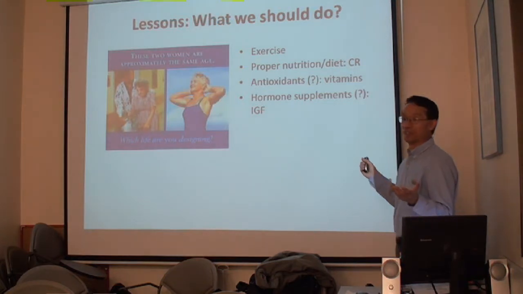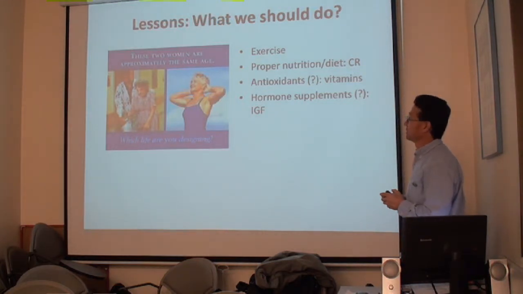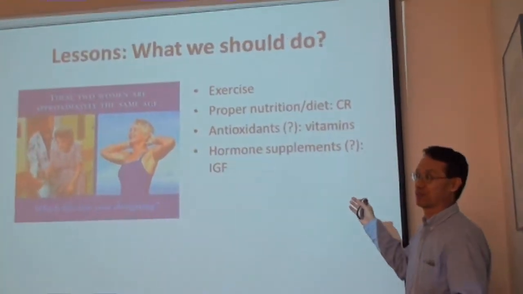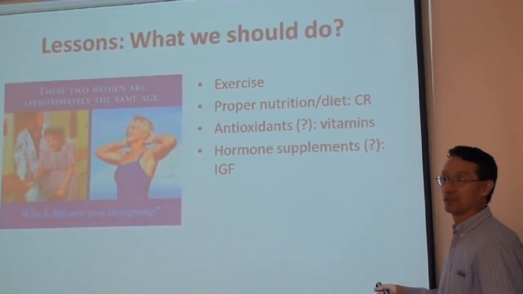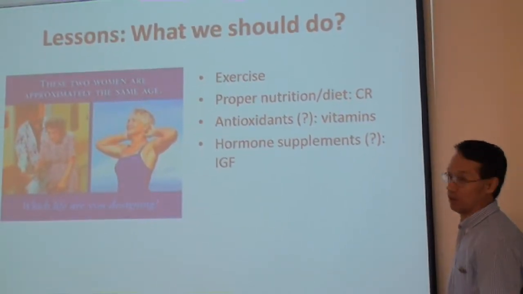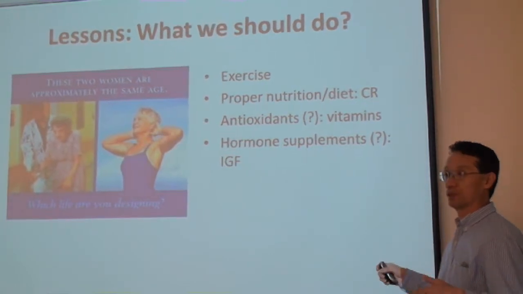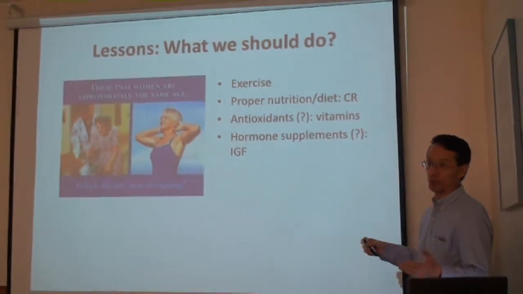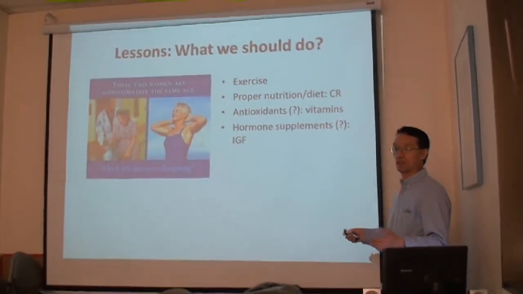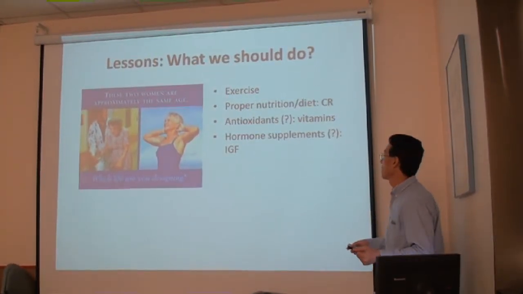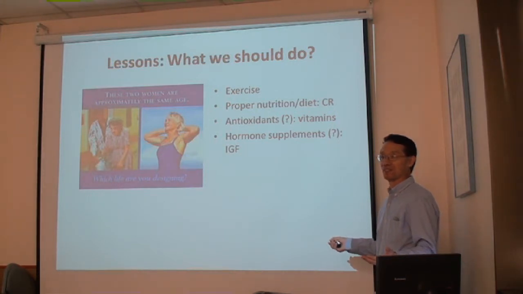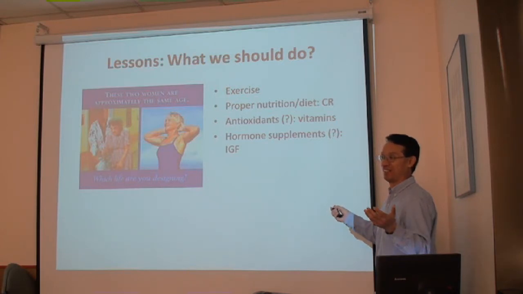So what do we learn from this? One part is exercise. The other part is proper nutrition or diet, as we showed that calorie restriction reduces the damage and improves muscle function. Also, because we're interested in oxidative stress damage, is there any possibility that antioxidants like vitamins can improve this? Some studies indicate that taking vitamins can improve muscle function. The last part is hormone supplementation. That has been widely used by some of the athletes, I think.